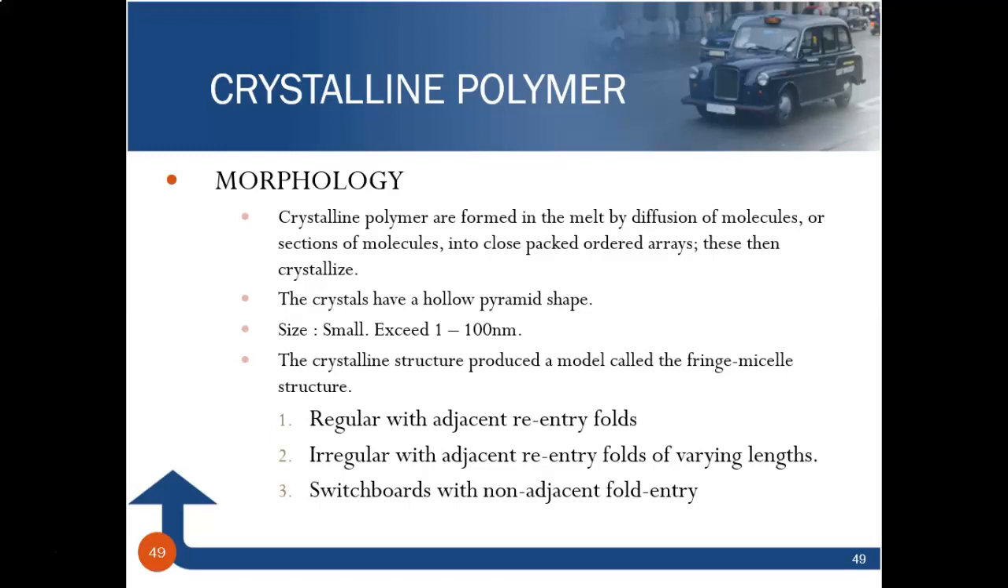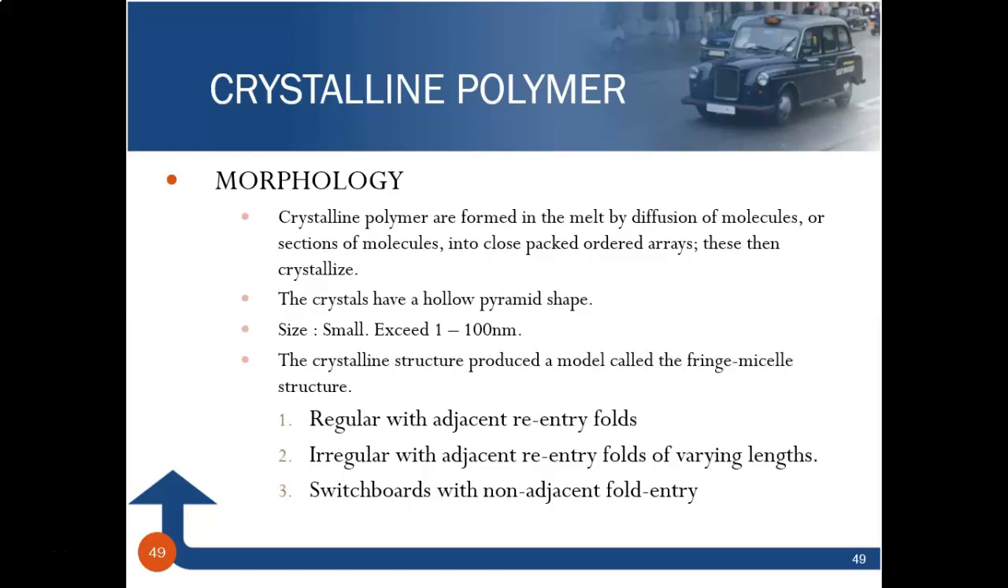It is prepared from a dilute solution, and we can observe the crystal formation in the solution when it becomes a crystal by using a microscope. The crystal has a hollow pyramid shape, and the size is in the range of 1 to 100 nanometers. The crystalline structure can be described by a model called the fringe micelle structure. It also has a chain folded model. We call it the chain folded model because the chain can be folded.